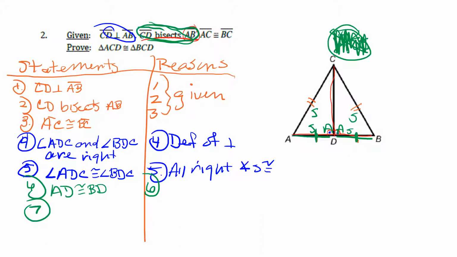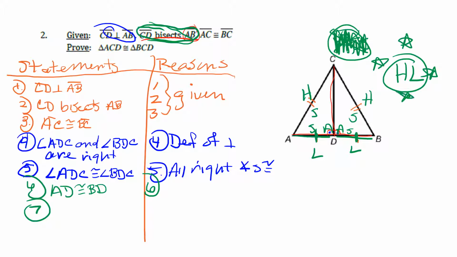So we have two right triangles, and we have a hypotenuse congruent to a hypotenuse and a leg congruent to a leg in those two right triangles. So we can prove that those are congruent by hypotenuse leg. We like this much better than we like what I scribbled out over here. Okay, so we can't do angle side side, but we can do hypotenuse leg as long as that angle is a right angle. So your reason for number 7 is going to be hypotenuse leg.